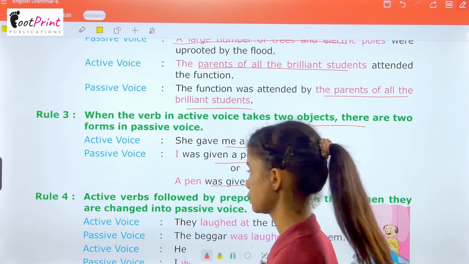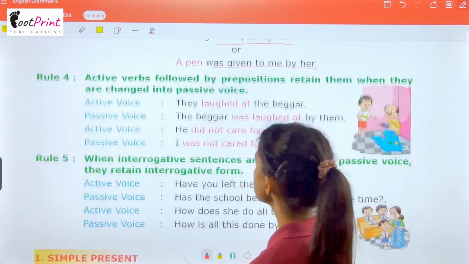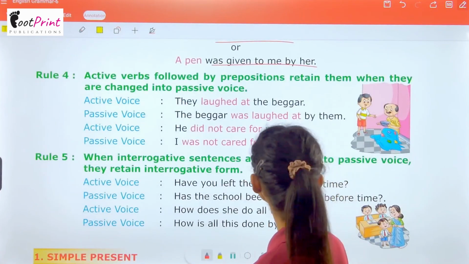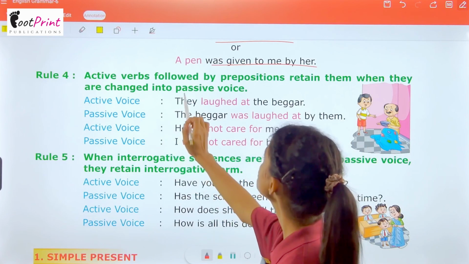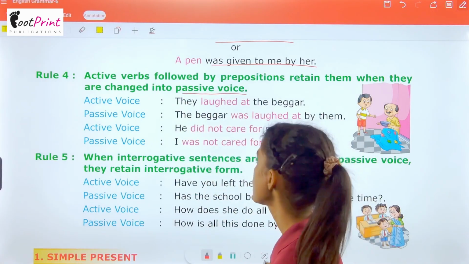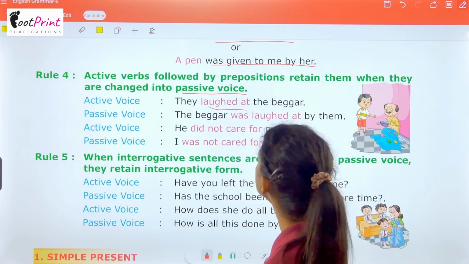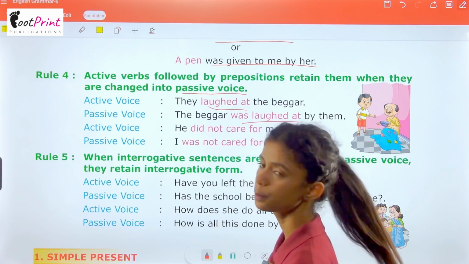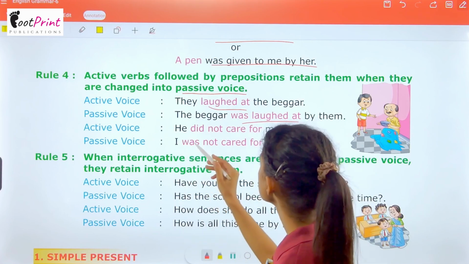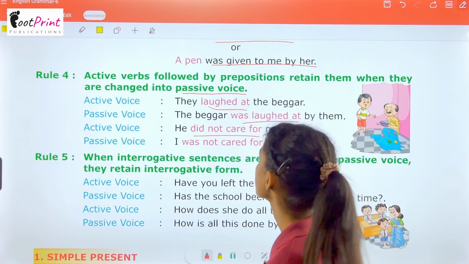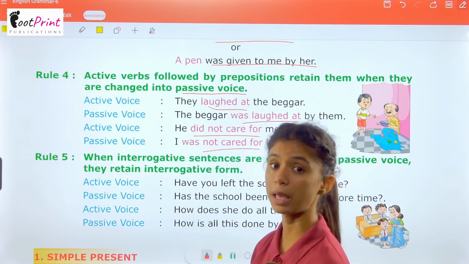Both are correct. Now, let's see active verbs followed by prepositions. Retain them when they are changed into passive voice. How? They laughed at the beggar. The beggar was laughed at by them. Active voice: he did not care for me. I was not cared for by him.